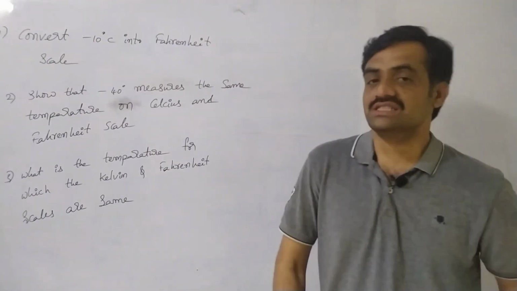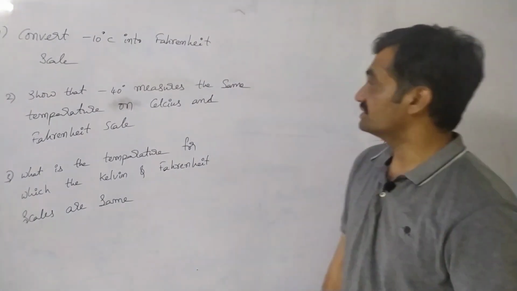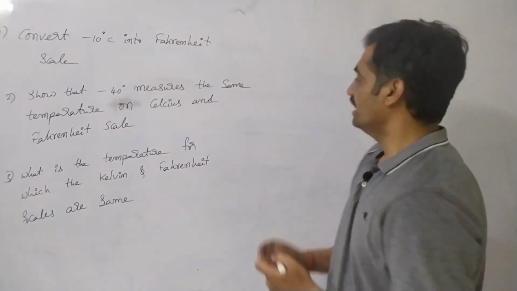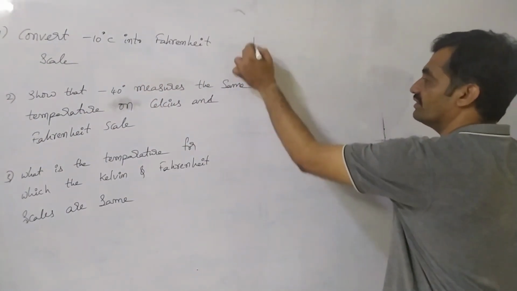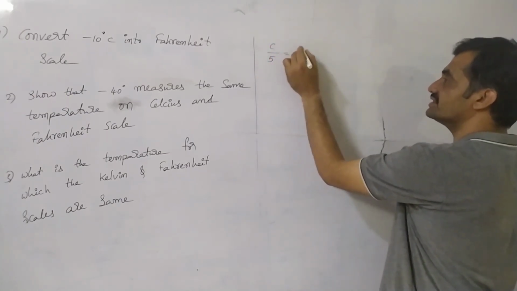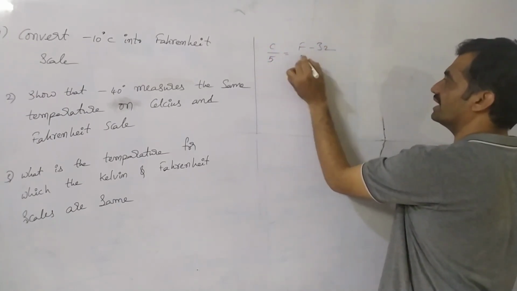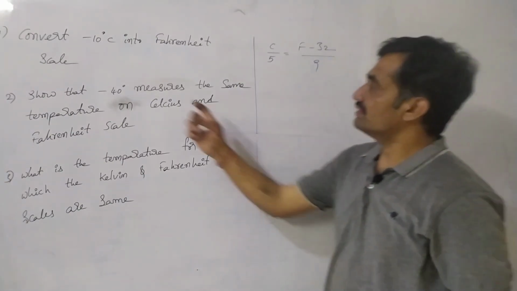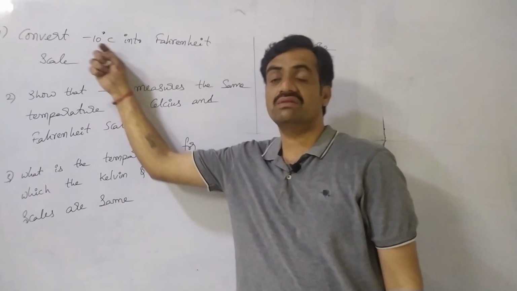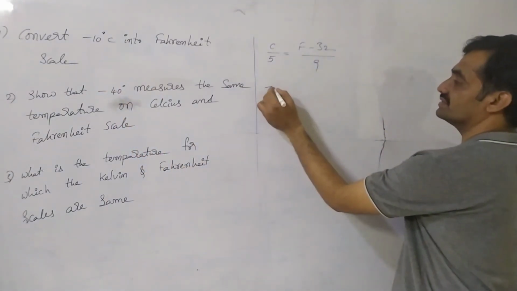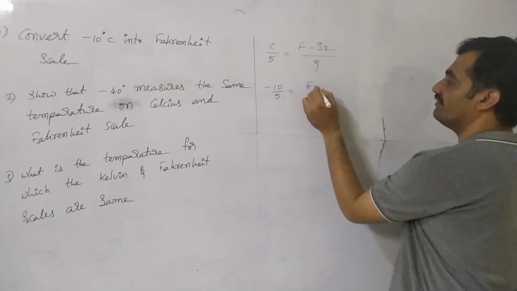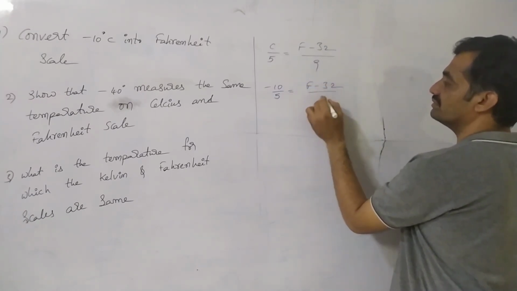Let's solve some numericals based on the given formulas. Observe the first problem. Convert minus 10 degrees Celsius into Fahrenheit scale. Here we know the formula for Celsius and Fahrenheit is C/5 = (F - 32)/9. Here the temperature in Celsius scale has been given as minus 10. So when we substitute this, minus 10/5 = (F - 32)/9.